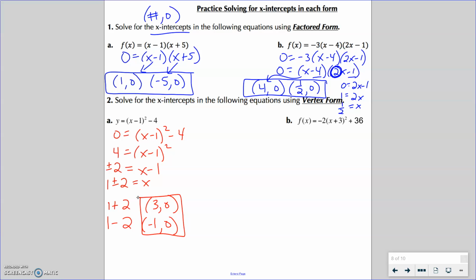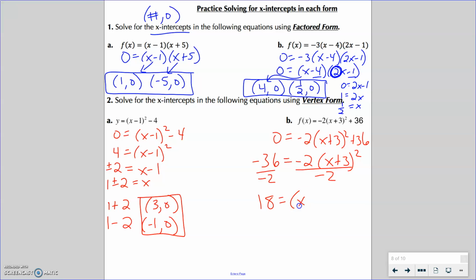Let's look at letter B. Plug in 0, because we're finding x-intercepts, so plug in 0 for y. All right, subtract 36 on both sides. Be careful right here. The next step, you're going to want to take the square root of both sides. Resist the urge. You need to get rid of the minus 2 first. So that turns into 18 equals x plus 3 squared. Square root both sides. So we get plus or minus root 18.